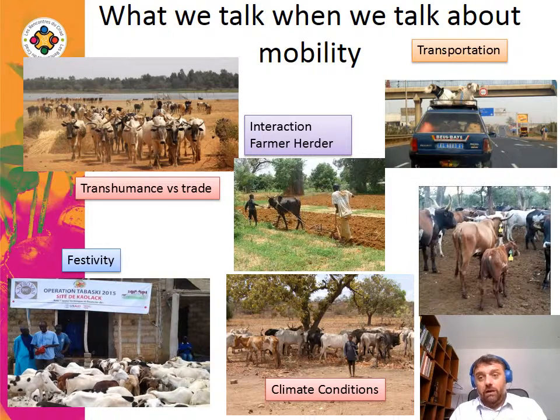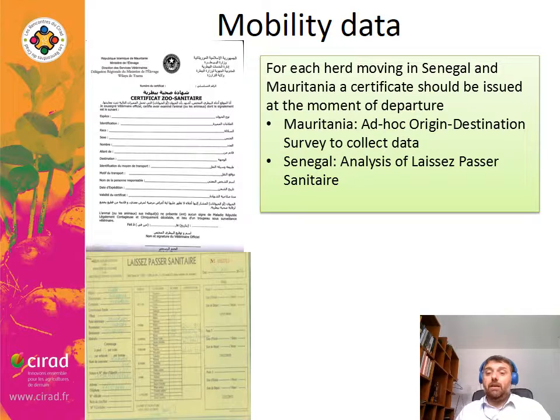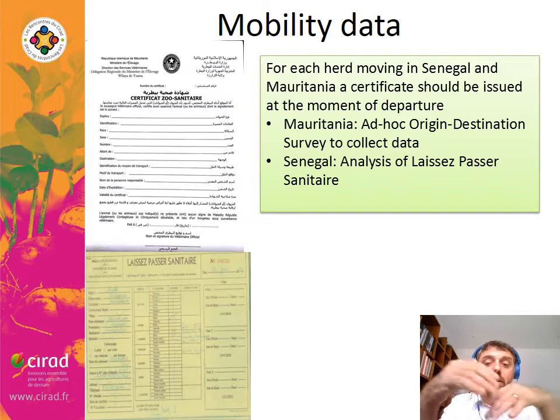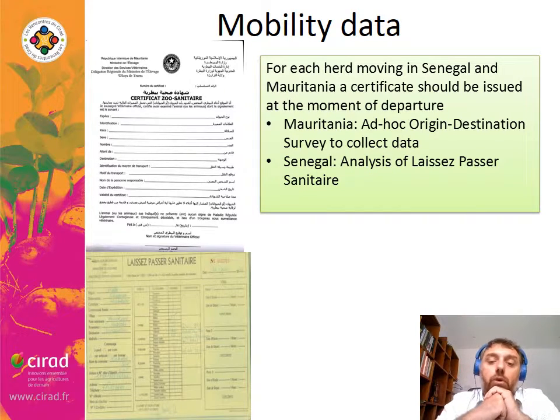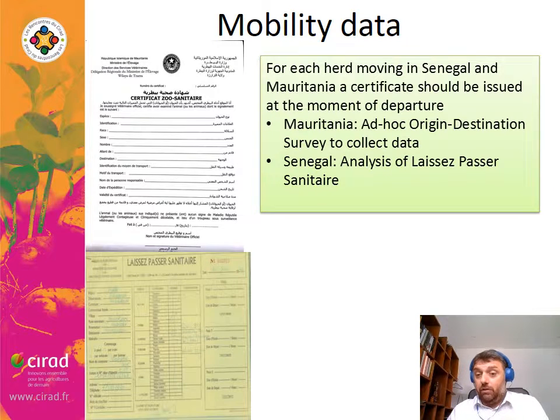Fortunately, in some cases, like Mauritania and Senegal, some certificate systems have been developed at the national level. Herders moving from one village to another or from one village to a market pass by the closest veterinarian service and declare the number of animals that they are moving, the species, but also where they are going. They fill in these forms, and routinely these forms are collected by the veterinarian services.